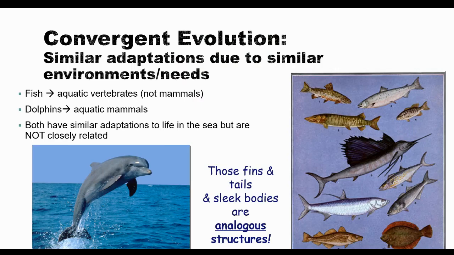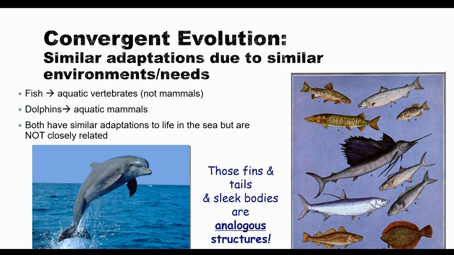Convergent evolution is one of these things that we can use to talk about evidence for evolution. In convergent evolution, you have similar adaptations due to similar environments or needs. So similar selection pressures result in similar structures. So fish are aquatic vertebrates. They are not mammals. Dolphins are aquatic mammals. Both have similar adaptations to life in the sea, but they are not closely related. Dolphins are going to be more closely related to land mammals than they are to fish.